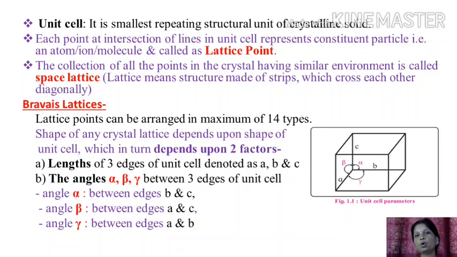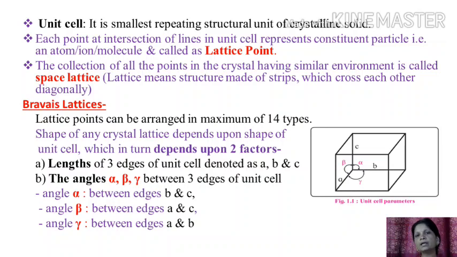The collection of all points in the crystal having similar environment is called space lattice. Lattice means a structure made up of strips which cross each other diagonally. Let us discuss the Bravais lattices. There are 14 Bravais lattices in our syllabus, because the lattice points can be arranged in a maximum of 14 types. Now look at the figure, and here we have some unit cell parameters.